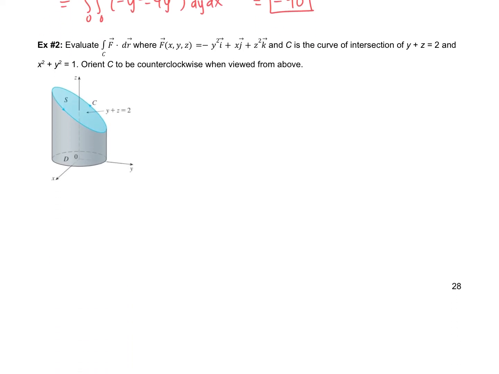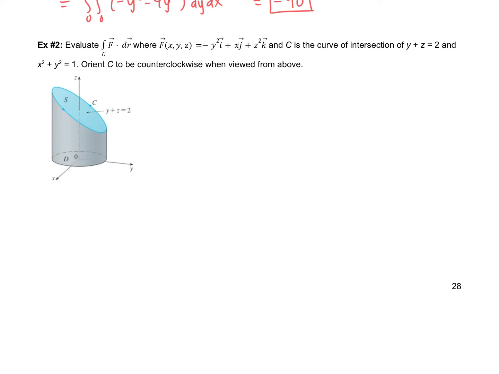Example number 2, evaluate the integral of f dot dr, where f is that vector field and C is the curve of the intersection of y plus z equals 2 and x squared plus y squared equals 1. Orient C to be counterclockwise when viewed from above.